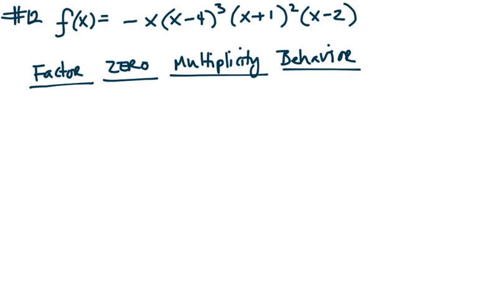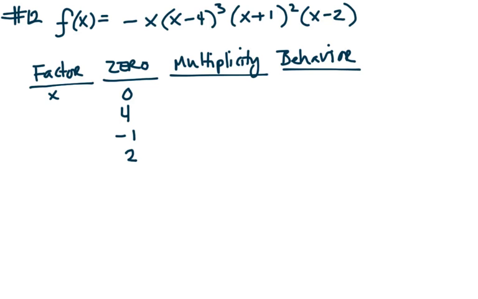In this video, I'll be going over number 12 in the study guide. So, what we are given is a function, f of x, and we are actually already given the zeros. So we have a 0 of 0, 4, -1, and 2. And the factor is x.